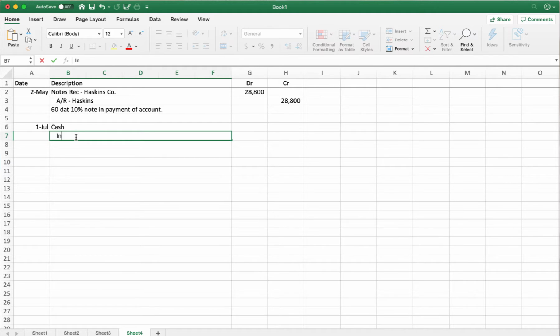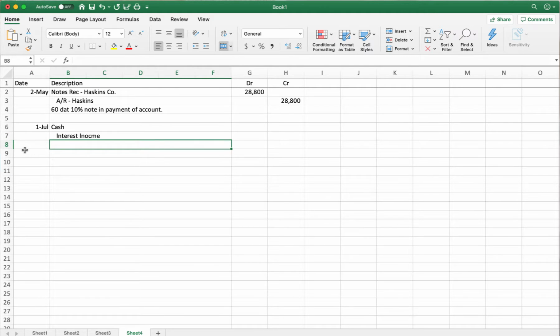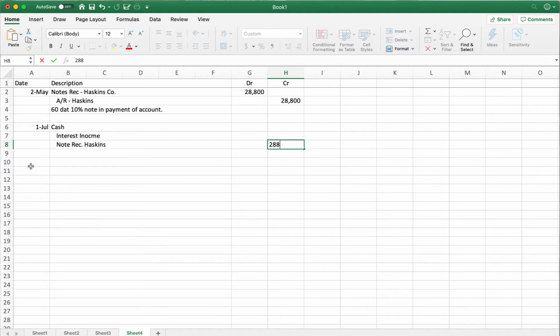So I need to credit interest income for the amount of the interest that they owe us. And I also need to recognize that they don't owe us that notes receivable anymore. So I got to get the notes receivable off the books. Okay, for how much? Well, it's on the books for $28,800. That's the principal amount. We're getting that back.